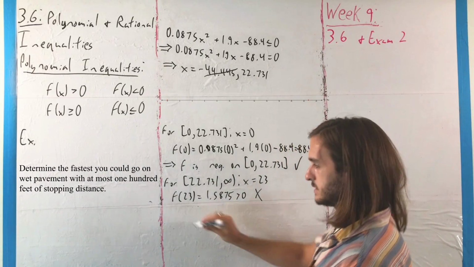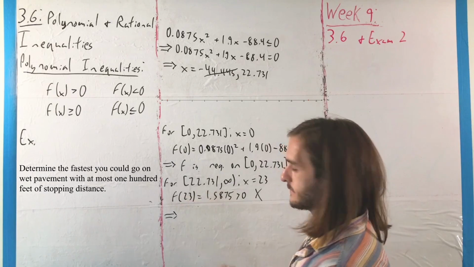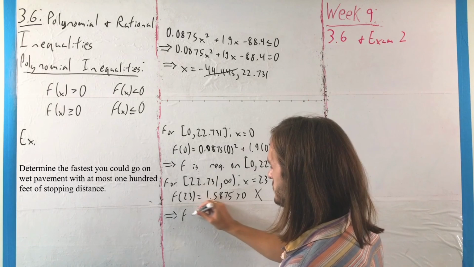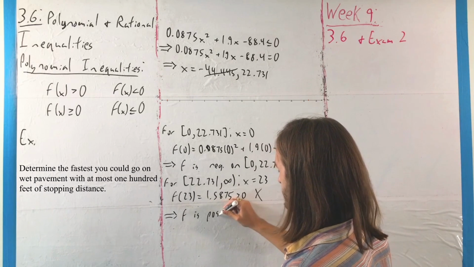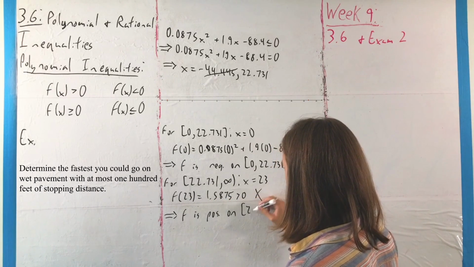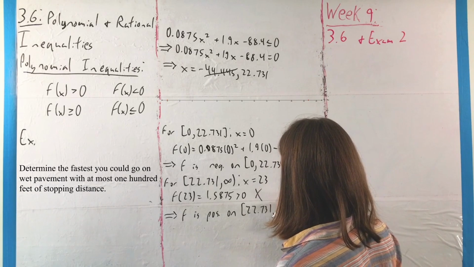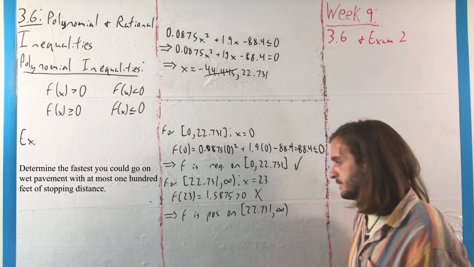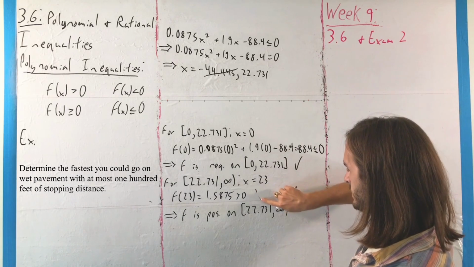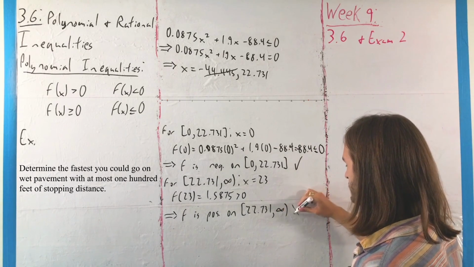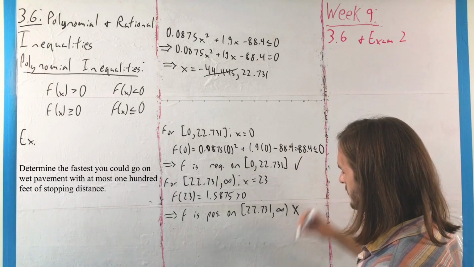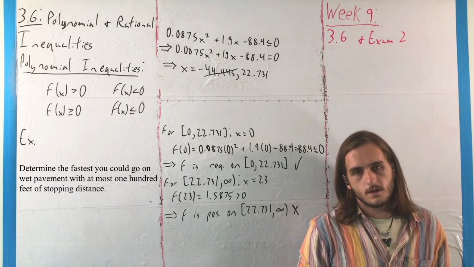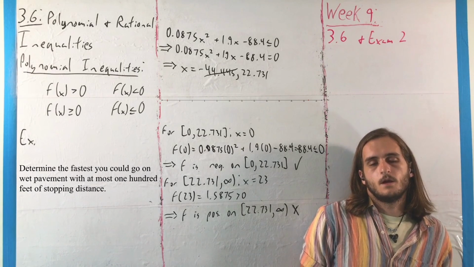And because that is bigger than 0, I already wrote the x as kind of a spoiler, but hopefully you are starting to get the idea here. F is positive on the interval from 22.731 up to infinity. And really, I should transpose that x down to here, because what that means is that the car would be driving too fast to safely handle that stopping distance.